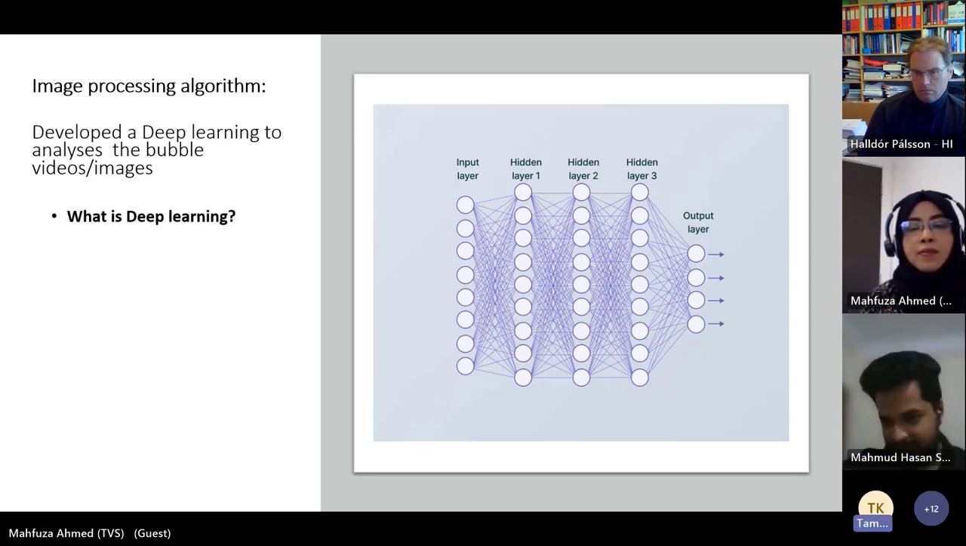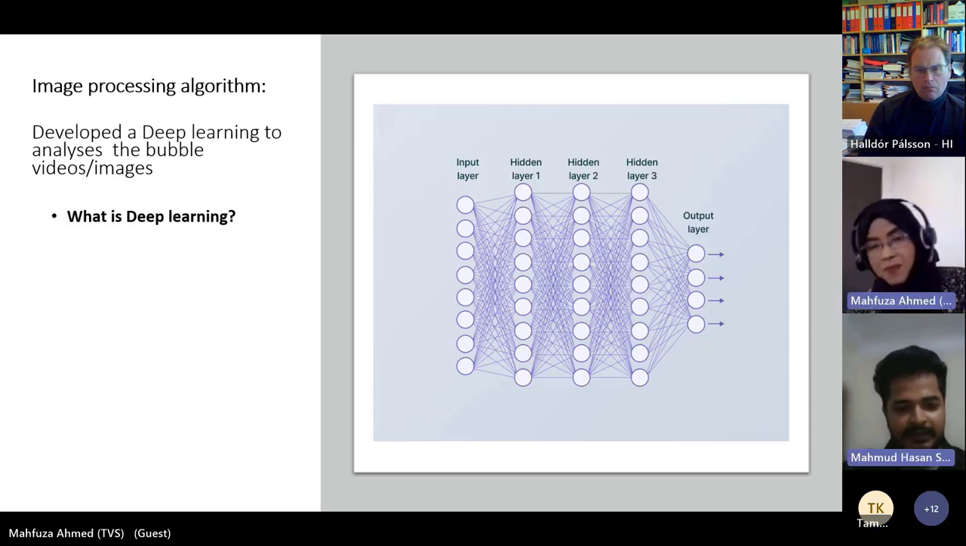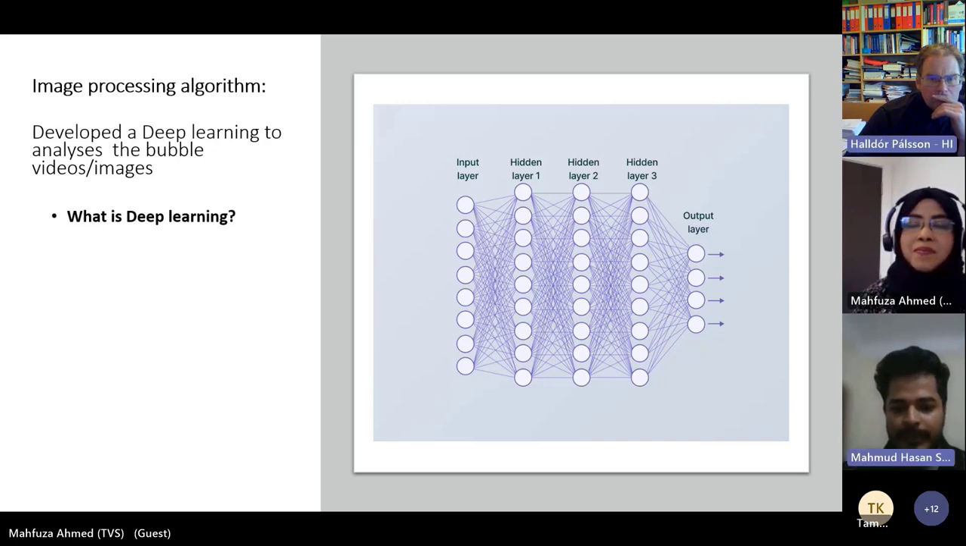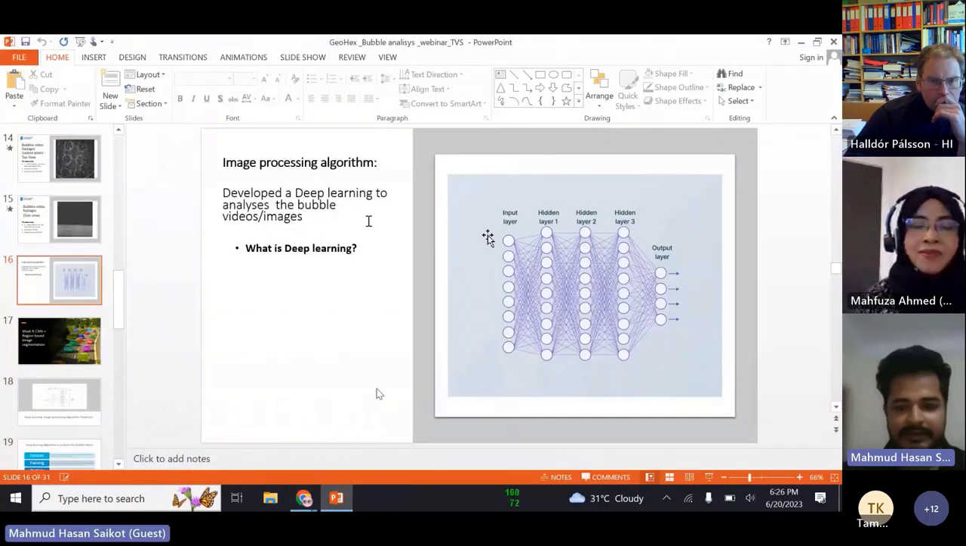Saikot, I'm sorry to interrupt you. There are some comments that they cannot see the image you are sharing. Okay, but I can see it. Can you see it? Mahfuza, Halldór, can you see it? No, I can't. Okay, so would you like to share your screen, maybe? Yeah, I can do that. You can try. Yeah, sure. You can see my screen, right?